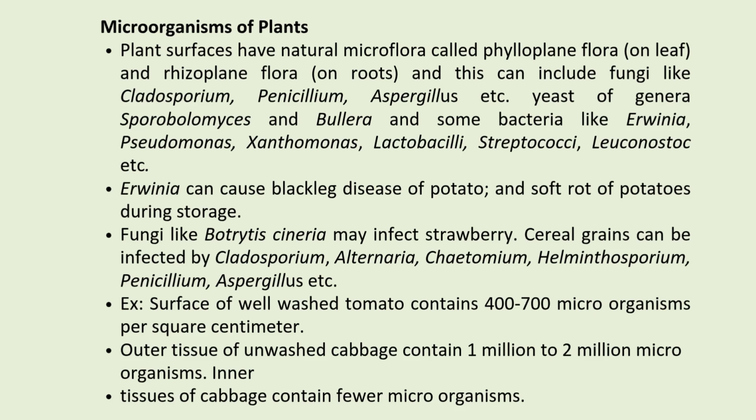Cereal grains can be infected by Cladosporium, Alternaria, Chaetomium, Helminthosporium, Penicillium, and Aspergillus. For example, the surface of a well-washed tomato contains 400 to 700 microorganisms per square centimeter. The outer tissue of unwashed cabbage can contain 1 million to 2 million microorganisms. Following this, we examine microorganisms from animals.